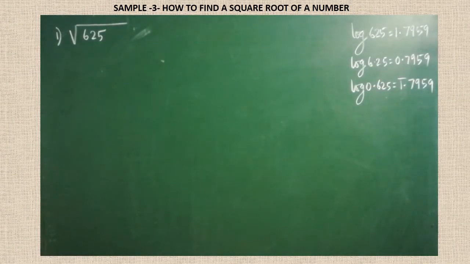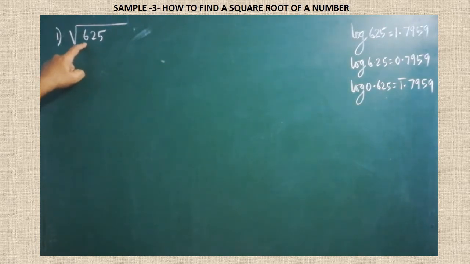Now I am going to teach you how to find out the square root of a number by using logarithms. Let us take a number 625. The square root of 625 is 25. If it is calculated with the help of a calculator, you will get the answer. The same answer is to be obtained with the help of the log book.